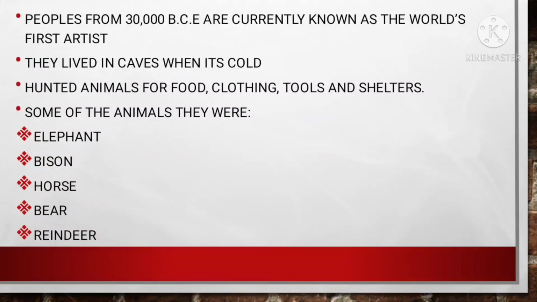People from 30,000 BC are currently known as the world's first artists. They lived in the caves when it was cold, and hunted animals for food, clothing, tools, and shelters. Some of the animals they hunted were elephant, bison, horse, bear, and reindeer.